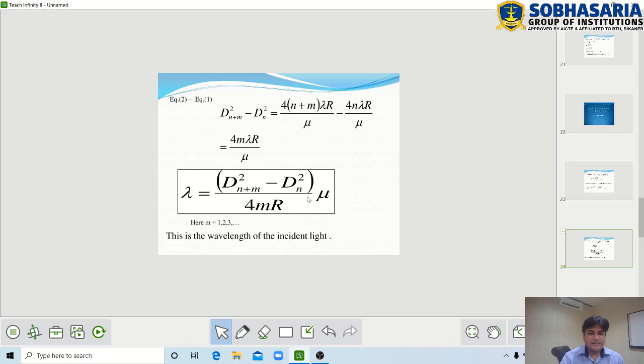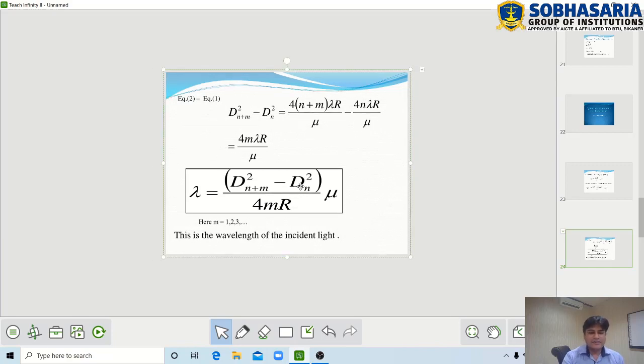Here dn is the diameter of the nth dark Newton ring, and d(n+m) is the diameter of the n plus mth dark Newton ring. R is the radius of curvature of the plano-convex lens. m is an integer, its value is 1, 2, 3 and so on, and mu is the refractive index of the medium.